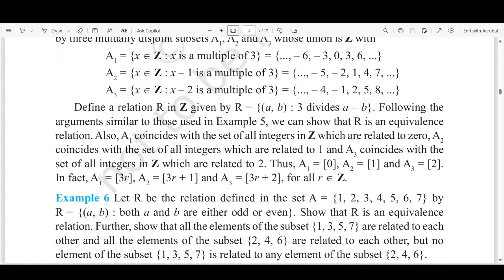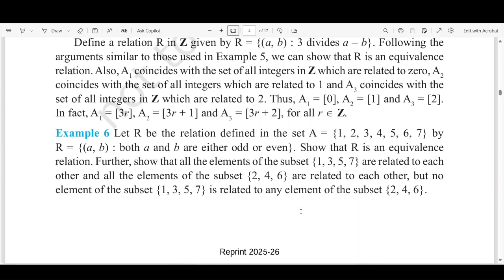It is to be noted that the set A1 coincides with the set of all integers in the set Z which are related to 0, and the set A2 coincides with the set of all integers which are related to 1, and A3 coincides with the set of all integers in Z which are related to 2. Thus, we can write A1 as the equivalence class of 0, A2 as the equivalence class of 1, and A3 as the equivalence class of 2. We can write A1 as the equivalence class of 3R, A2 as the equivalence class of 3R plus 1, and A3 as the equivalence class of 3R plus 2, where R is an integer.